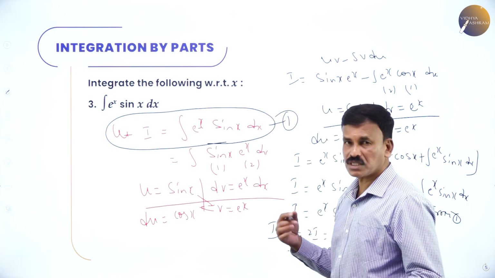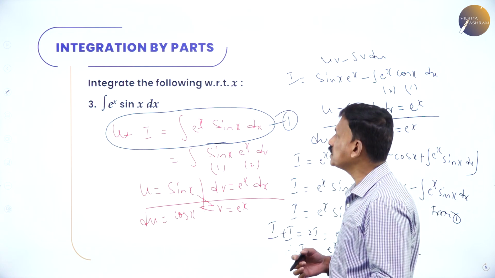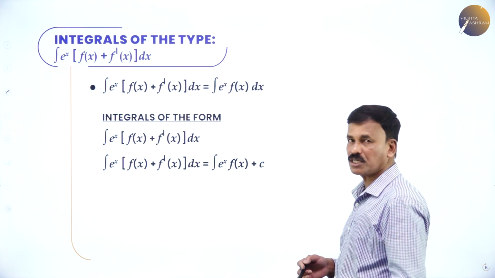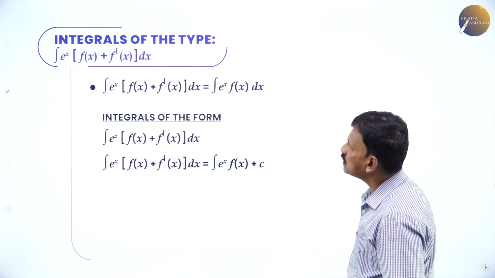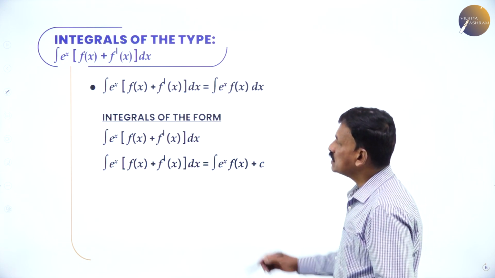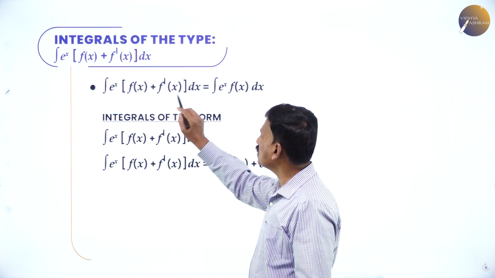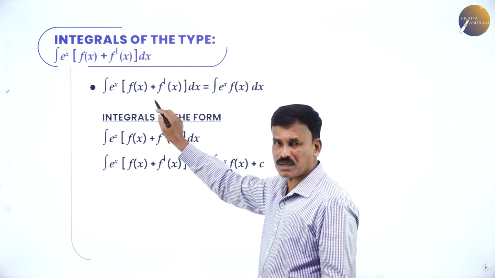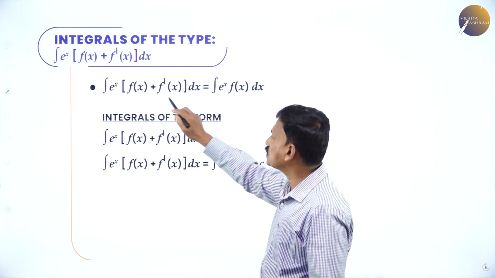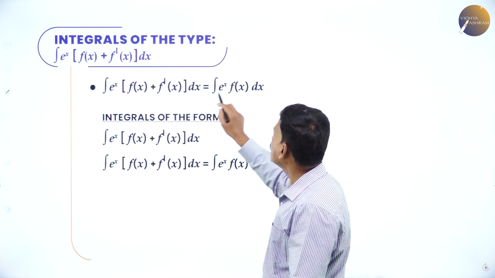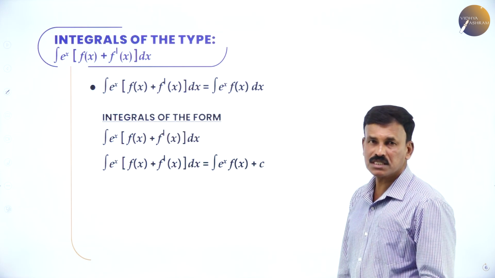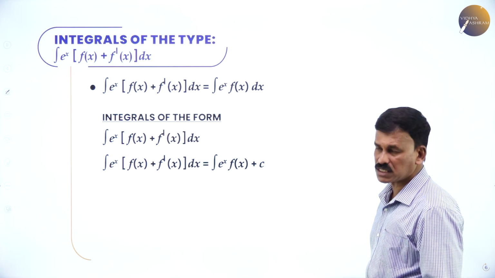Now let's move on to the next very important type of integrations. Integrals of the form e to the power of x into f of x plus f dash x dx. An exponential function, a function and the derivative of the function, f of x plus the derivative of the function, along with the exponential function. Then the integrated answer is e to the power of x into f of x.